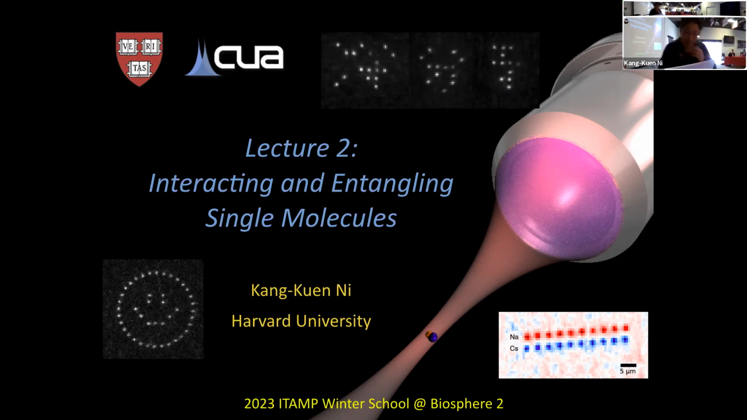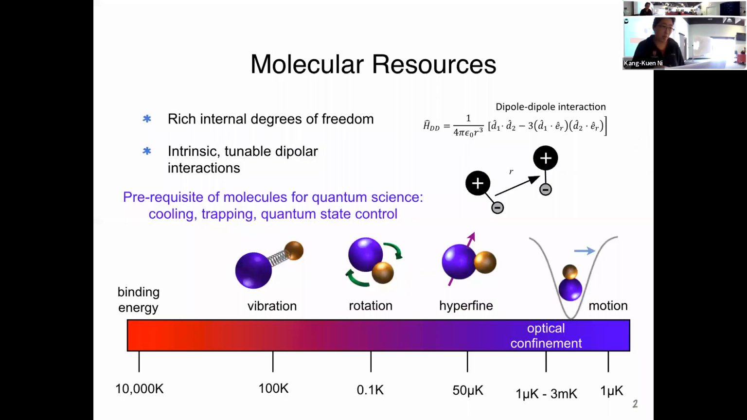Okay, so today I will continue to talk about molecules in tweezers and single molecules. And in particular, I want to start turning on their interactions and entangle them. Just a reminder, we want to use the molecular resources, actually all the degrees of freedom, and a key element in addition to the degrees of freedom is to utilize the intrinsic dipolar interaction.